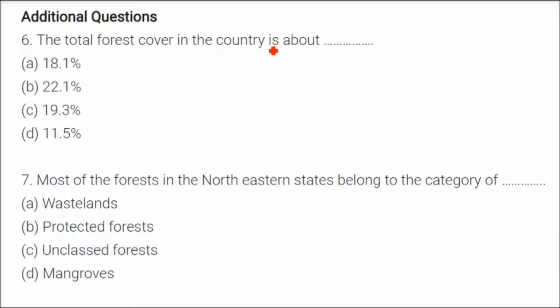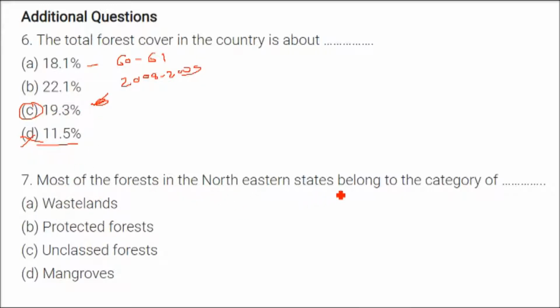The total forest cover in the country is about, the answer is around, it depends on the year which is being asked. See, in 61, it was 18. Then in 2008, 2009, it became 22.1%. So we'll just take an average of that and try to answer it like this. It is C. So it depends on the year which we are talking about, but it was never 11.5. That we can disregard. So 19.3 is the answer you can take.